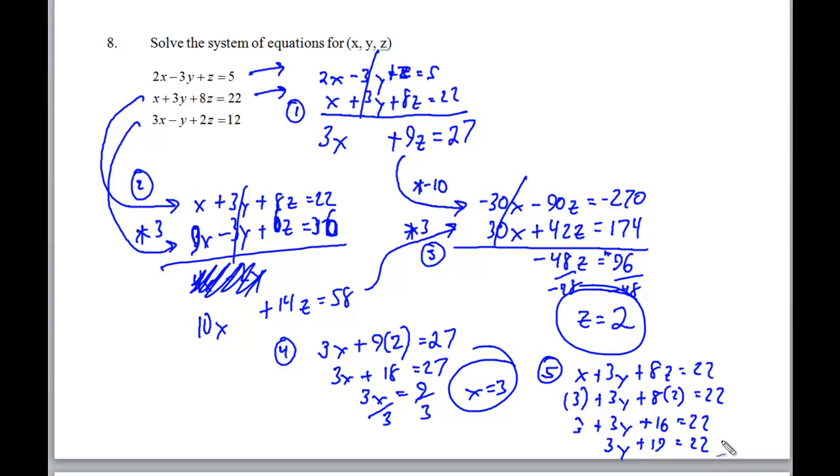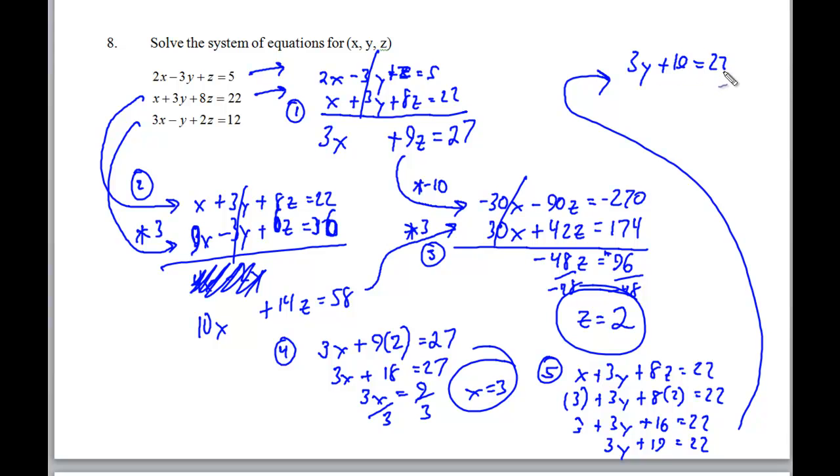I'm running out of room here, so let me just bring this back up here. 3y plus 19 equals 22. Alright, so here's what I'm going to do. Subtract 19 from both sides. 3y is equal to 3. Divide both sides by 3. y is equal to 1. So my solution set for this problem is the point 3, 1, 2.